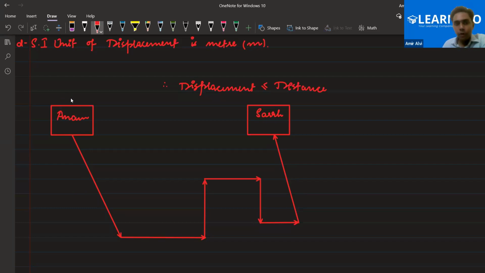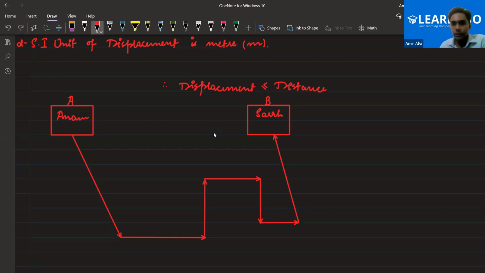So this is point A. If I want to go from point A to point B, what will be the displacement and distance? Anam, Sara, Seth, please tell me. Sir, the displacement will be 0. The displacement zero. Distance, displacement will be 0 and distance would be something.